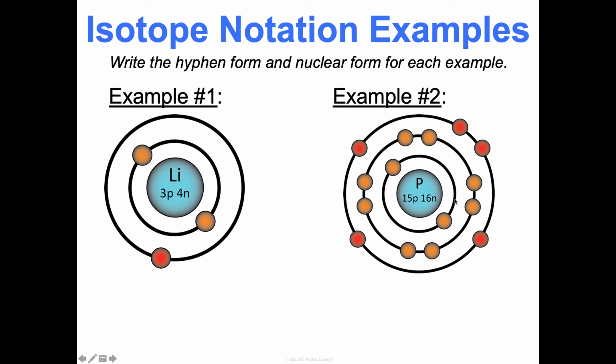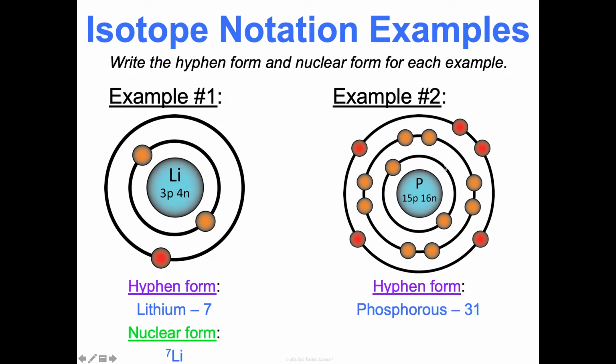Here we have lithium, we have potassium. So if I want to write this one in hyphen form, I would write the full element's name of lithium and then dash the mass number, which 3 plus 4 is 7. In nuclear form, I do the little 7 up here and then the Li for the symbol. And then another example for phosphorus, it would be phosphorus-31 because 15 plus 16 gives me 31. And then the nuclear form would be 31P. And again, for this lithium, we could put a little 3 down here. For this phosphorus, we could put a little 15 down here if we want to be really thorough in our answer.